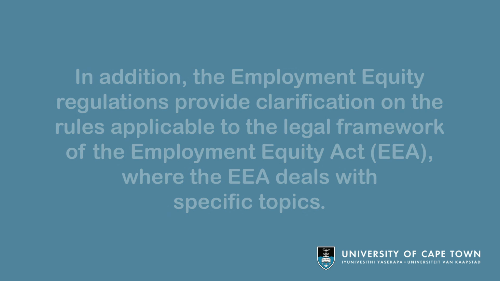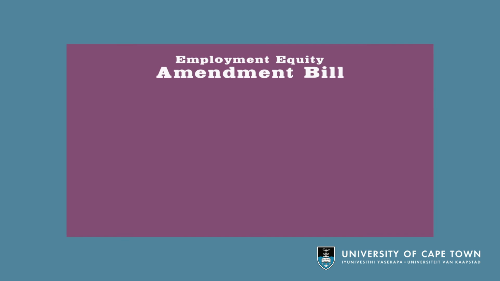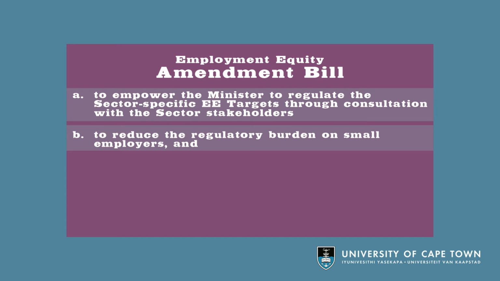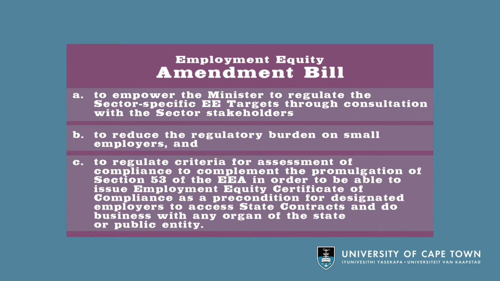The latest EE Amendment Bill was published by Parliament in February 2021 for public comment. The primary objectives of these amendments are as follows. A. To empower the Minister to regulate the sector-specific EE targets through consultation with the sector stakeholders. B. To reduce the regulatory burden on small employers. And C. To regulate criteria for assessment of compliance to complement the promulgation of Section 53 of the EEA in order to be able to issue Employment Equity Certificate of Compliance as a precondition for designated employers to access state contracts and do business with any organ of the state or public entity.